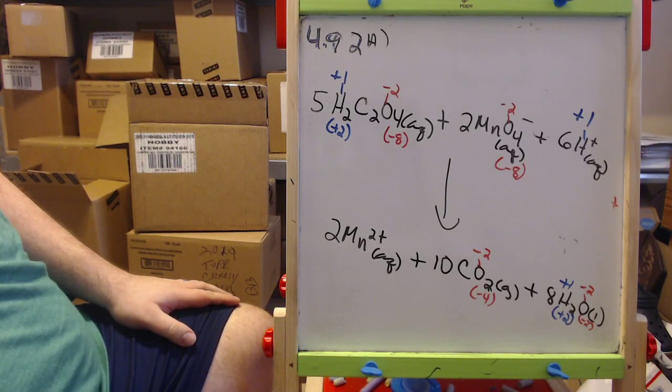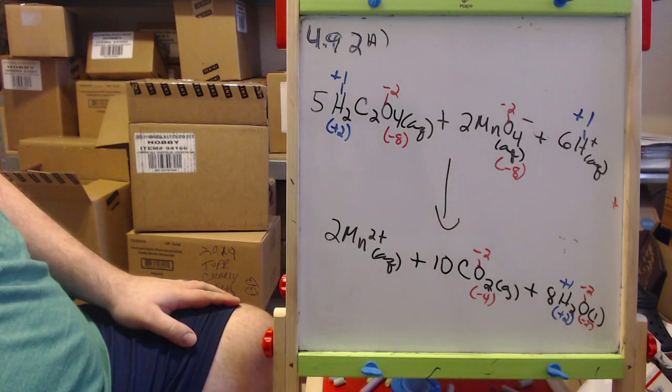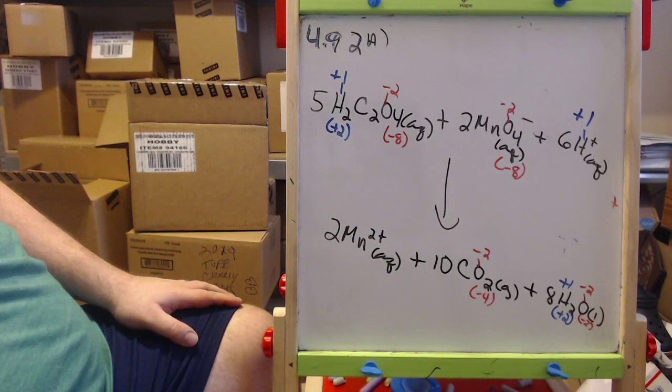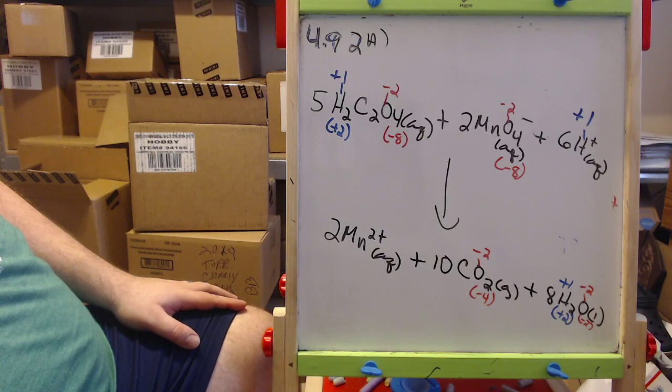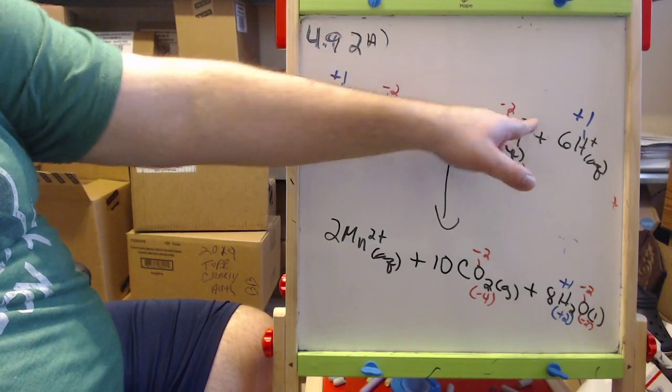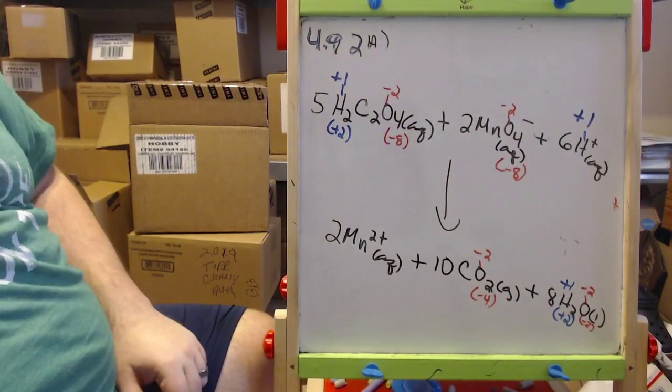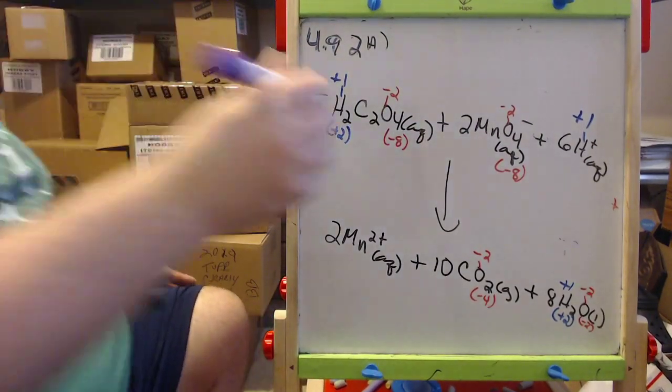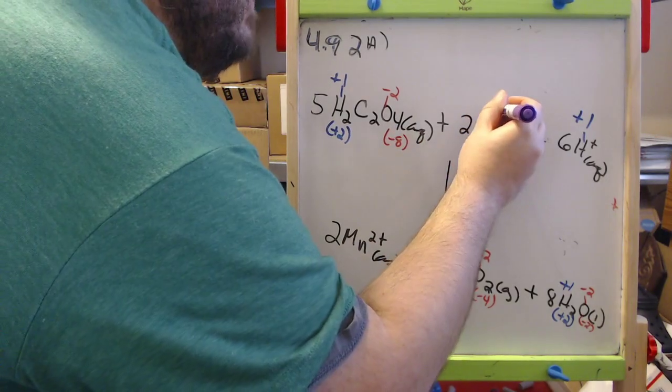So what does the manganese charge have to be? If this is -8, the total is -1. Manganese has to be a +7. Exactly. So manganese has to be a +7 here.